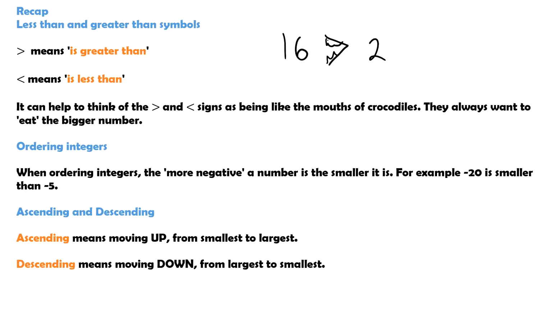Now, when ordering integers, remember, the more negative a number is, the smaller it is. So our example is -20 is smaller than -5. And lastly, we had ascending and descending. Ascending means moving up from smallest to largest, and descending means moving down from largest to smallest.